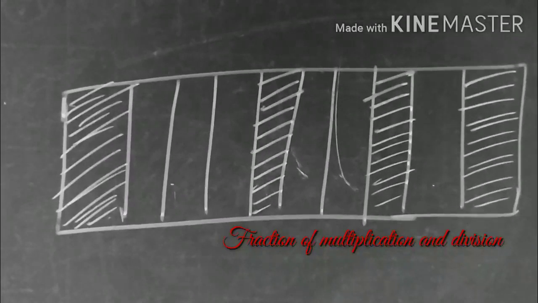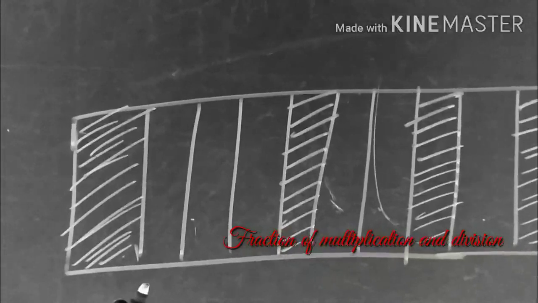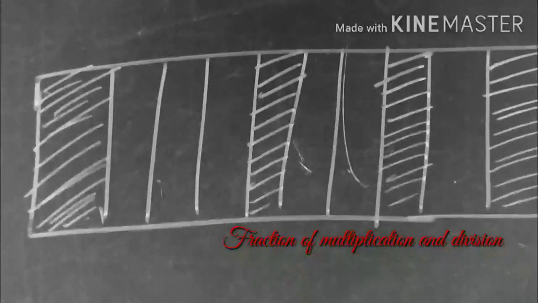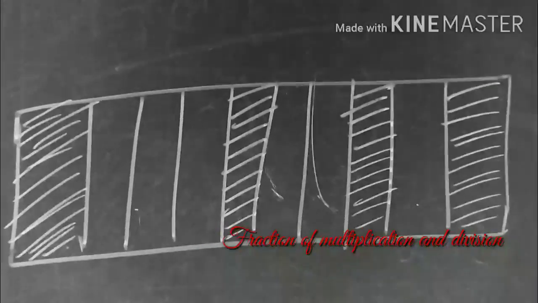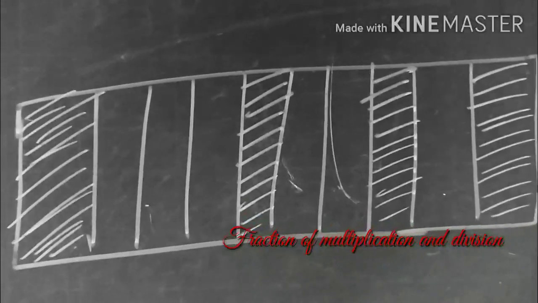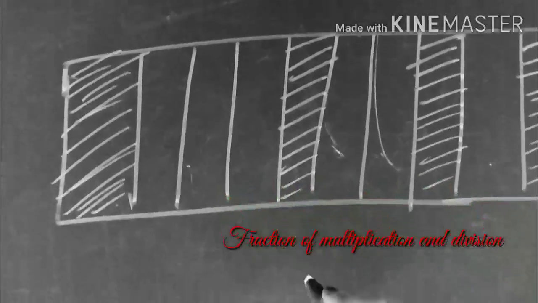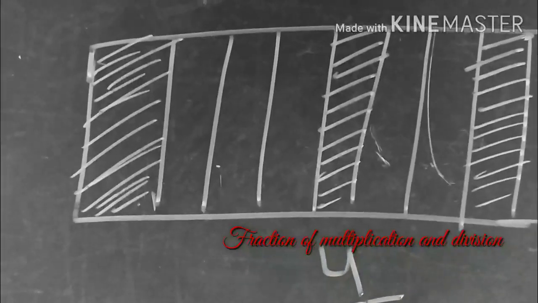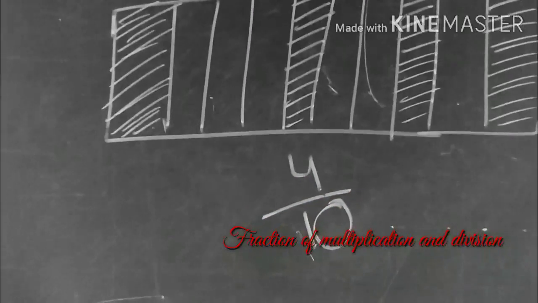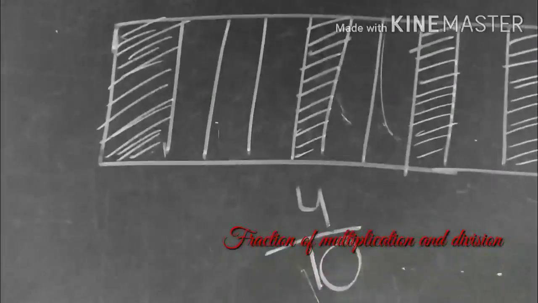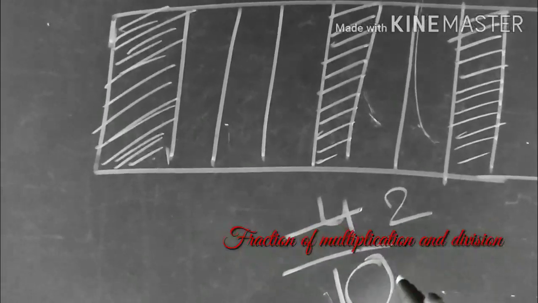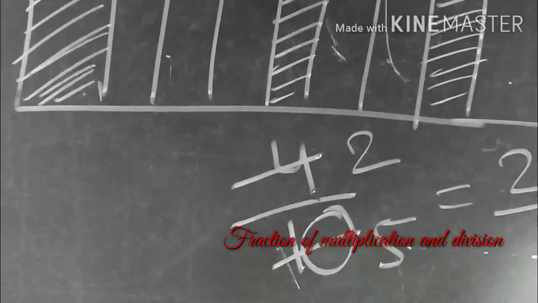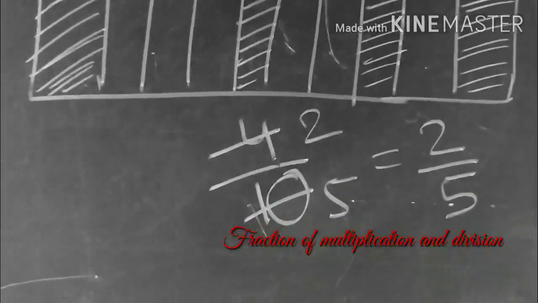Look at this picture. This is a sequence of boxes: 1, 2, 3, 4, 5, 6, 7, 8, 9, 10. Total how many boxes? 10 boxes. How many are colored? 1, 2, 3, 4. So 4 is our colored part and the total is 10 boxes. So 4 by 10. What is the common table? 2 is the common table. 2 2s are 4 and 2 5s are 10. So we can also write 2 by 5.